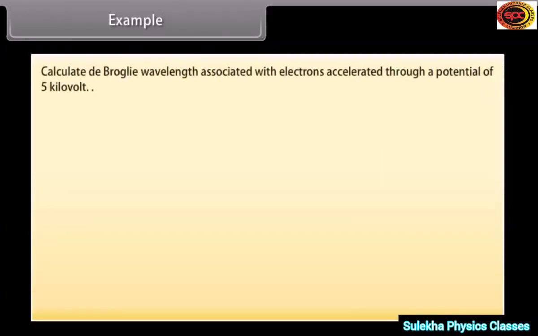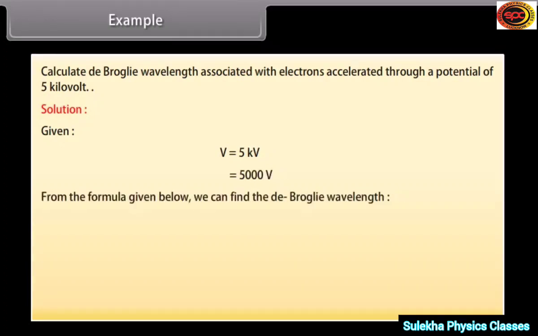Example. Calculate the de Broglie wavelength associated with electrons accelerated through a potential of 5 kilovolt. Solution. Given V = 5 kilovolt = 5000 volt. From the formula given below, we can find the de Broglie wavelength. Lambda = 12.27/square root of V angstrom. Lambda = 12.27/square root of 5000 angstrom, which equals 0.173 angstrom.